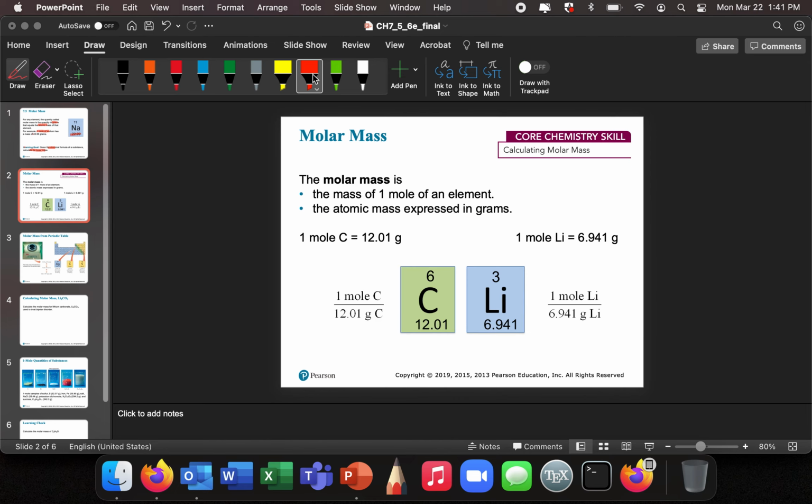So the core chemistry skill that we're interested in here is calculating molar mass. Right, so the molar mass is the mass of 1 mole of an element, and we're going to express that in grams. So 1 mole of carbon is 12.01 grams. 1 mole of lithium is 6.941 grams, and you get that from the periodic table.